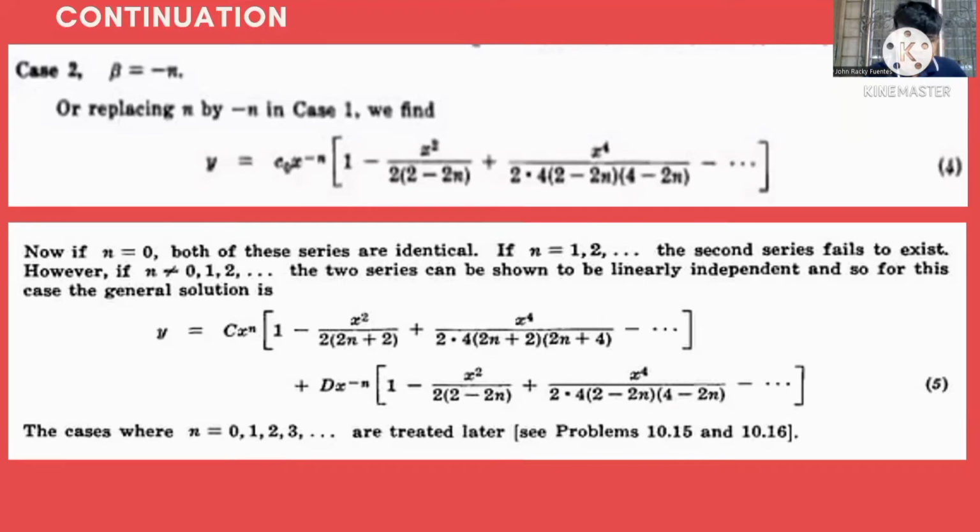Plus dx minus, kung hanggang saan yung binigay sa'yo na n, yun yung tutuloy-tuloy mo. Then, plus dx minus n, close and open parenthesis 1 minus x squared all over 2 times 2 minus 2n plus x raised to 4 all over 2 times 4, close and open parenthesis 2 minus 2n, close and open parenthesis 4 minus 2n. The cases where n is equal to 0, 1, 2, 3, 4, 5, 6, 7, 8, and etc. are treated later.